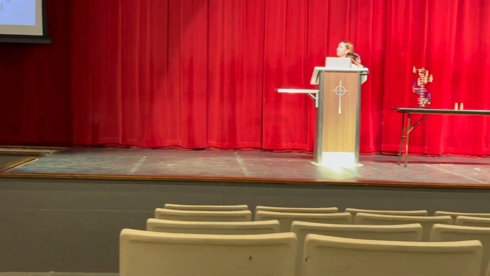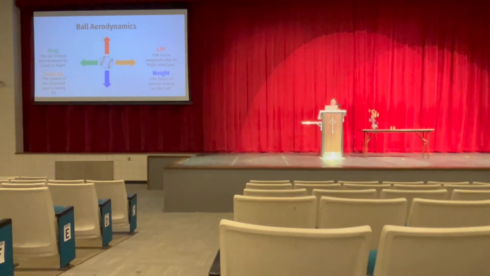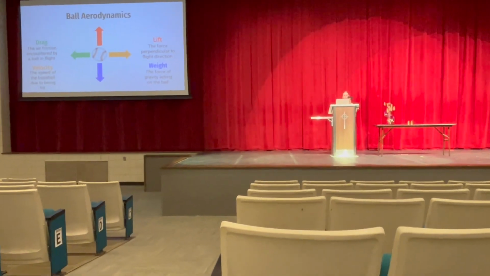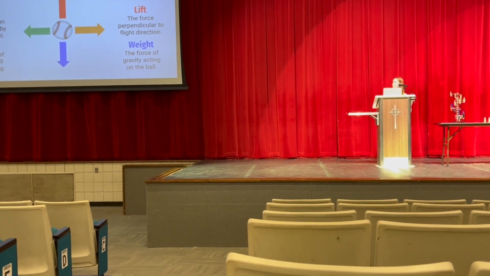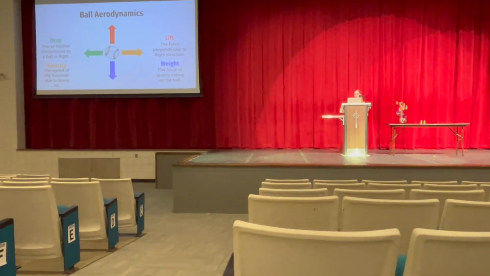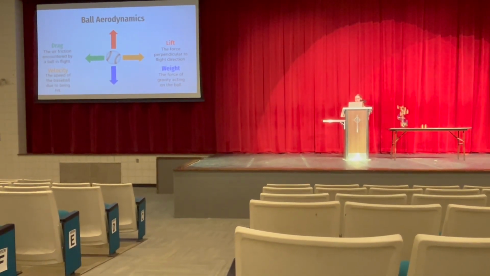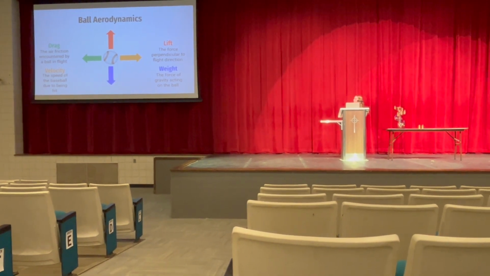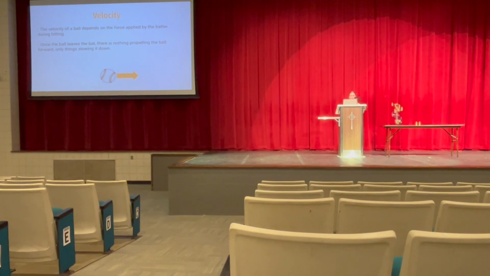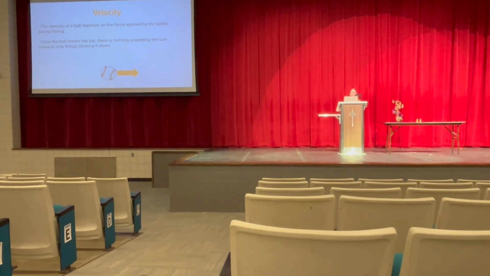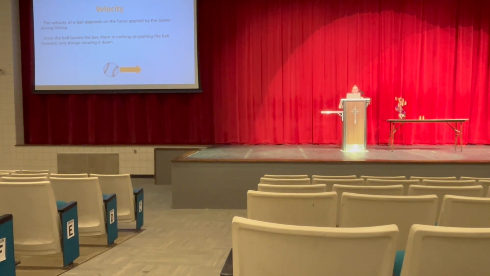And then next slide. So ball aerodynamics. After a ball leaves the bat, there's really three things affecting it. The velocity is like the initial speed off the bat, so that's not really changing after it's been hit. But there's also drag, lift, and weight. Next slide. So like I said, velocity depends on the force applied by the batter during hitting, and once the ball leaves the bat, there's nothing else that's propelling the ball forward, only things that can slow it down.